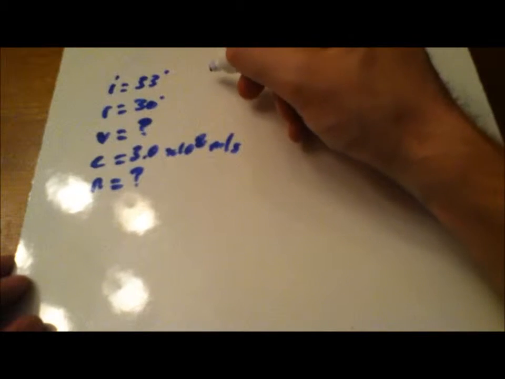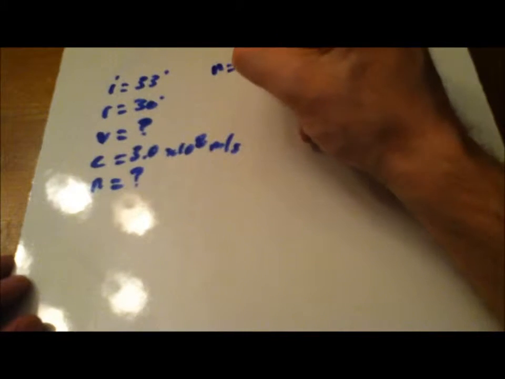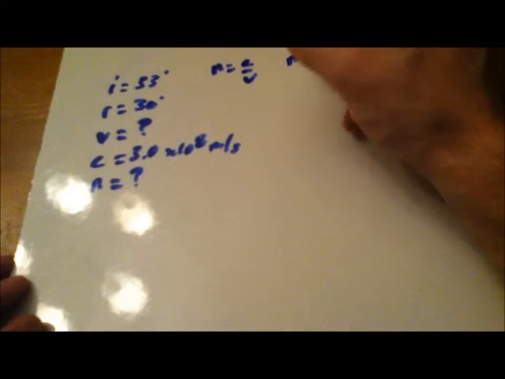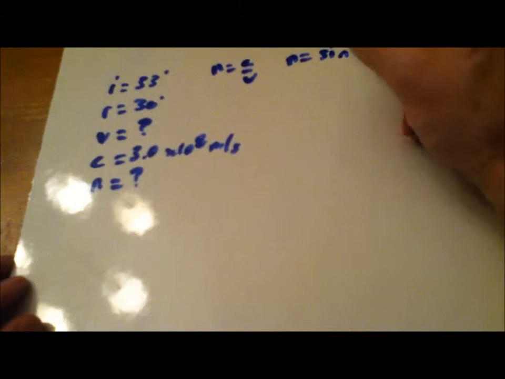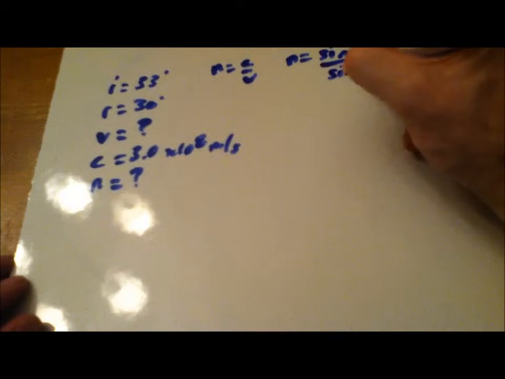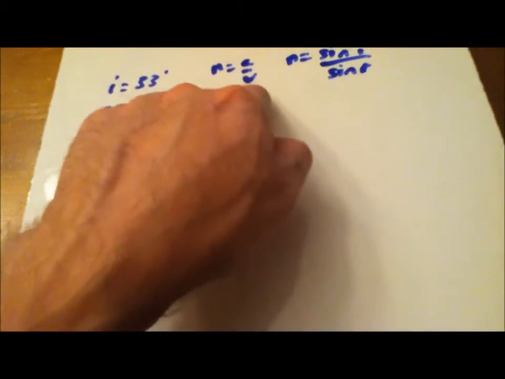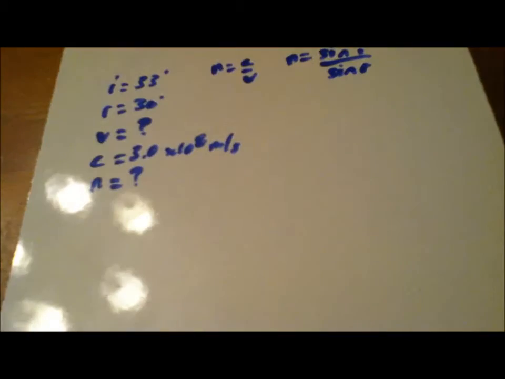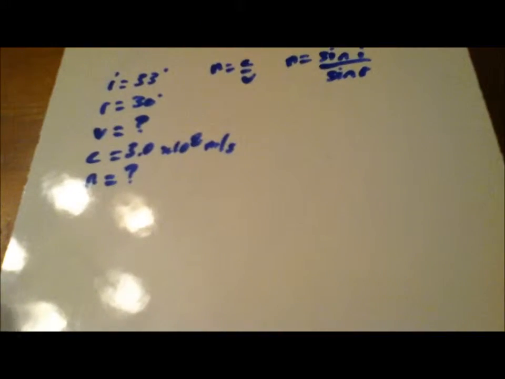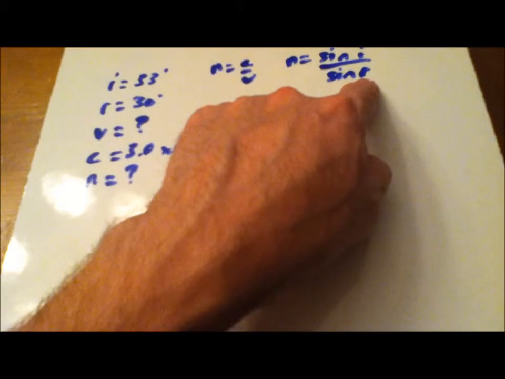There's two formulas that we can use. N equals C over V, and N equals sine I over sine R. So we don't know V, we know C, we don't know N, and we have these two angles. So somehow we have to use these two equations in order to solve this particular problem. Okay, so let's use this one first.